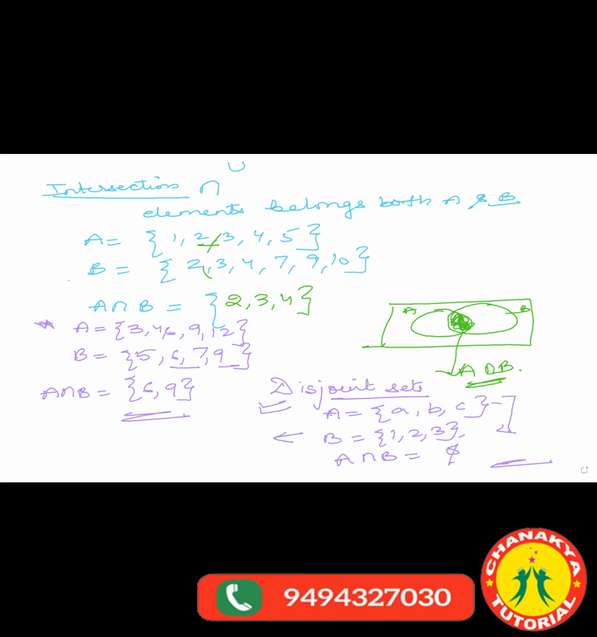So how will you represent these disjoint sets through Venn diagram? See, beta. Then we will do these topics again. So disjoint sets, you will draw like this. Two separate circles or curves, you can say. Clear, beta? Understood?